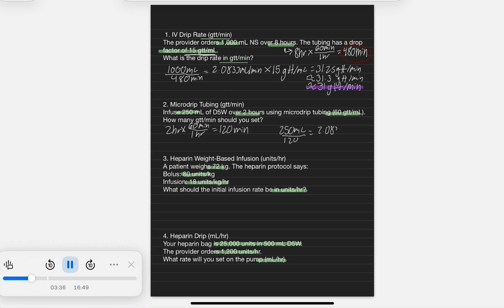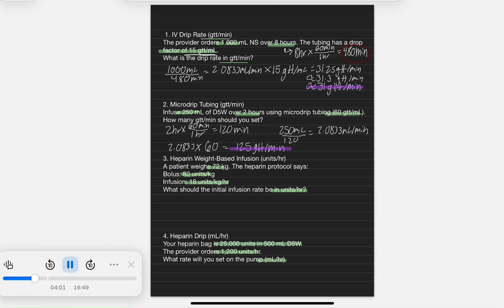But since our drop factor is different this time, we're going to take that 2.0833 and multiply it by 60. And that is going to give us a GTT per min, or a drip rate, of 125 GTT per min. So the final answer is 125 GTT per min.